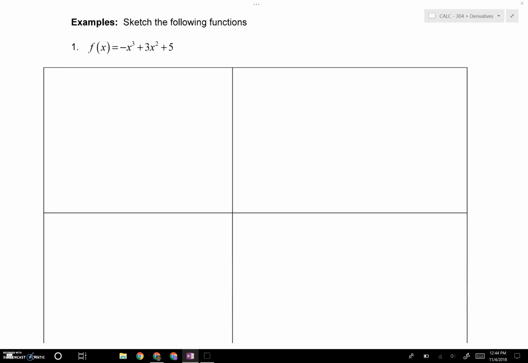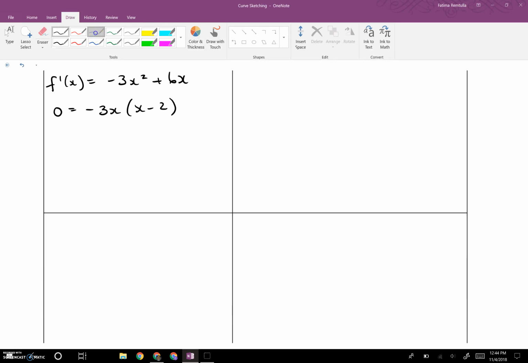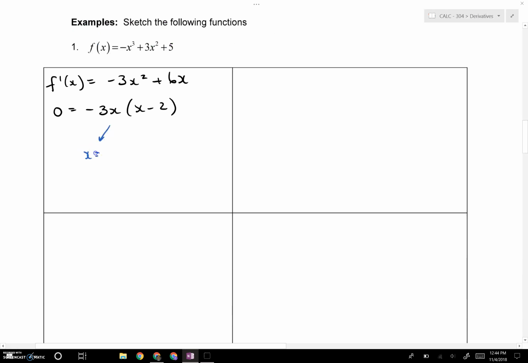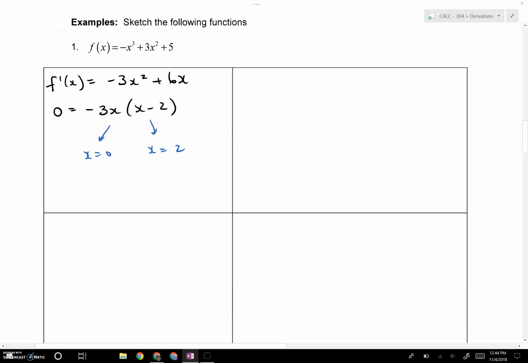So the first thing I want to do is take the derivative. So f prime of x is equal to negative 3x squared plus 6x. I want to set it equal to 0 and factor. So negative 3x and then x minus 2. So I know that I have two zeros, and my two zeros are x equals 0 and x equals 2. Next comes my sign diagram.